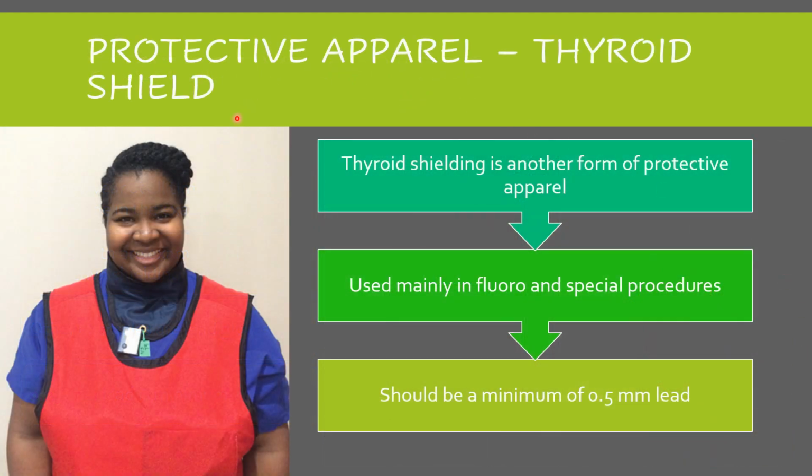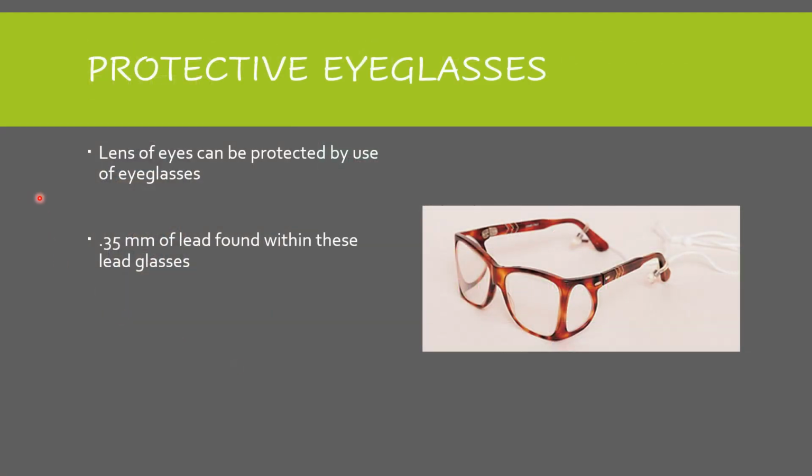Protective apparel, thyroid shield, which is shown here. Thyroid shield is another form of protective apparel. Used mainly in fluoro and special procedures, it should be a minimum of 0.5 millimeters of lead. Protective eyeglasses. The lens of the eye can be protected by use of eyeglasses. 0.35 millimeters of lead is found within these lead glasses here. Again, these are wraparounds.